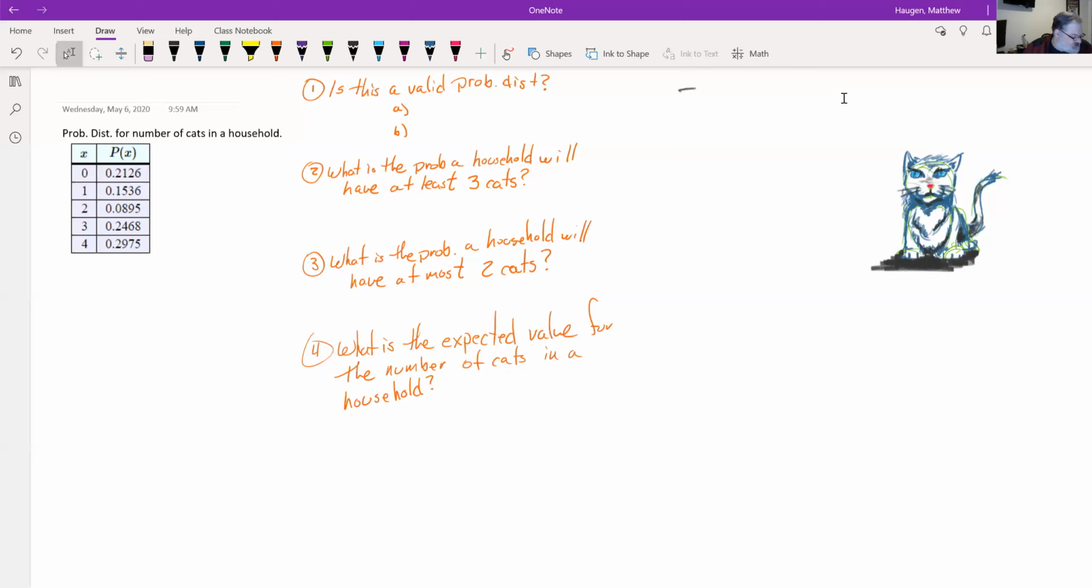So for that first question, is this a valid probability distribution? Hopefully it is, or the rest of these questions aren't valid questions. But I did put A and B under that valid probability distribution. You may remember there are 2 qualities or 2 restrictions, 2 things that have to be true for a probability distribution to be valid. So remind yourself what those 2 things are. The other 3 are just kind of computations based on our table.